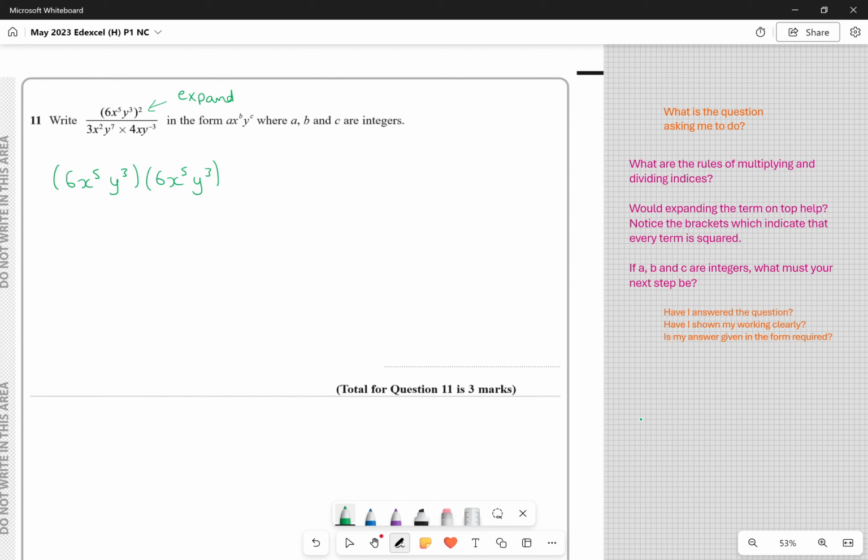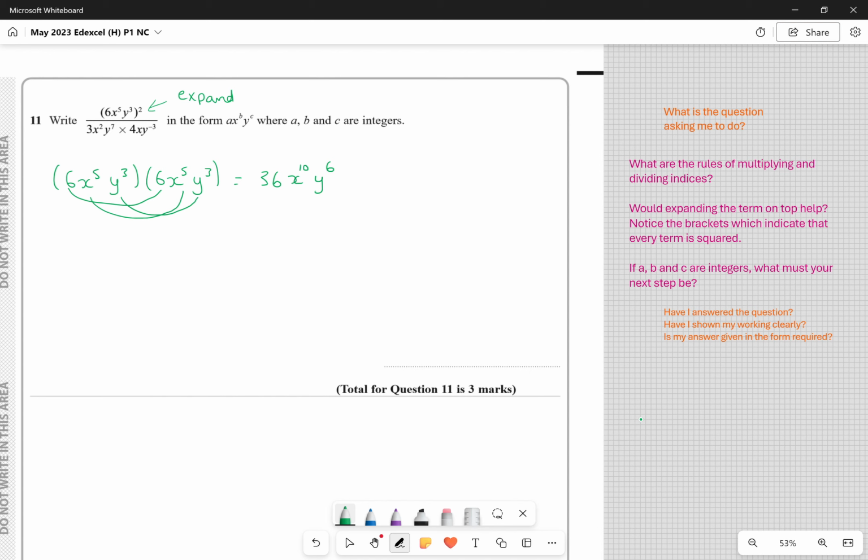You can either do it like this, where you say, well, 6 times 6 is 36. x to the 5 times x to the 5, where you're adding the indices, remember, when you're multiplying. So it's going to be x to the 5 plus 5, which is x to the 10, and y to the 3 multiplied by y to the 3. Again, you're multiplying, so the indices are added. So 3 plus 3 is 6. That's what you have on top when you expand that top term.